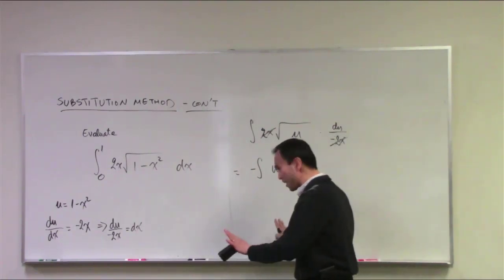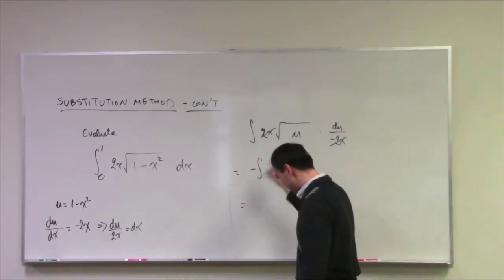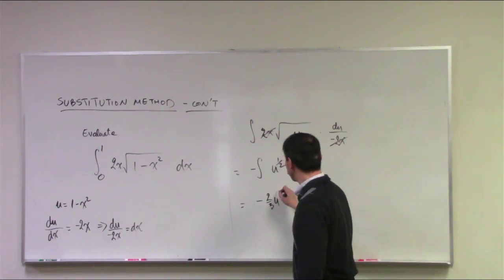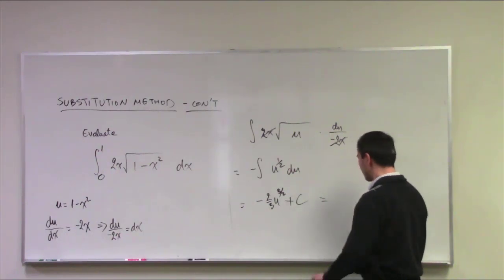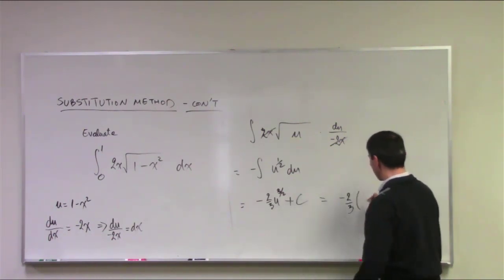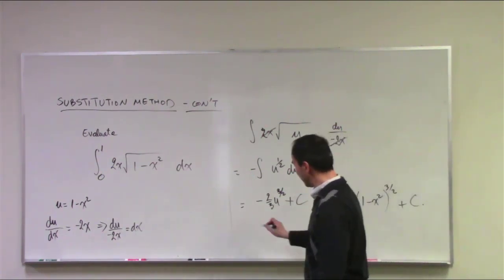So they treat the problem entirely as an indefinite integral. So it's a minus 2/3 times u to the 3/2, plus c, and then we bring back the original variable. So it's going to be minus 2/3 times 1 minus x squared to the 3/2, plus c. So they found the antiderivative. And then they make a conclusion.